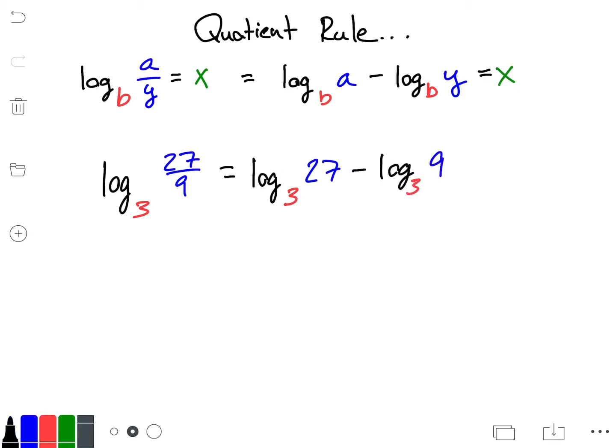So now what we're going to look for is what we have to raise 3 to get to 27. And of course that's going to be 3 cubed. So log base 3 of 27 will be the power that we need to raise 3 to get to 27. So 3 to the third power is going to be 27. And then 3 to the second power will give us 9. So the answer here is actually going to end up being 1. So log base 3 of 27 divided by 9 is going to equal 1, based off of the quotient rule.